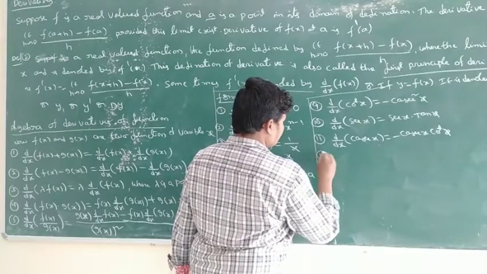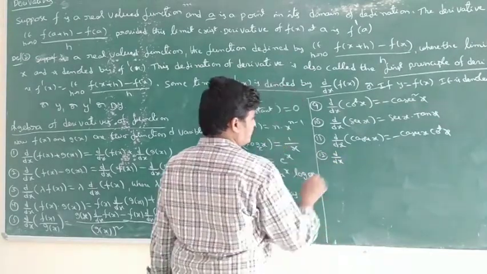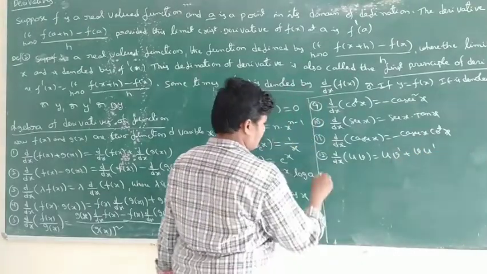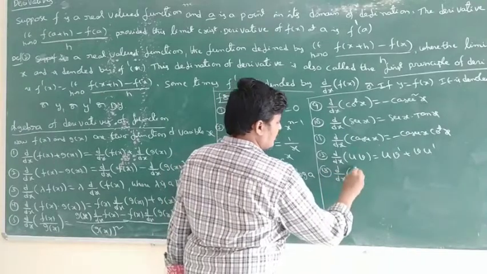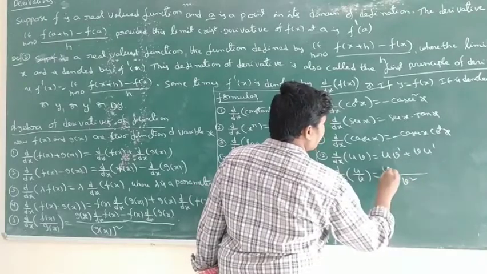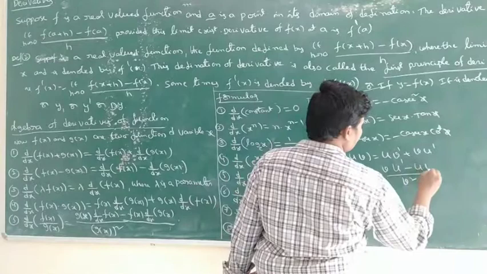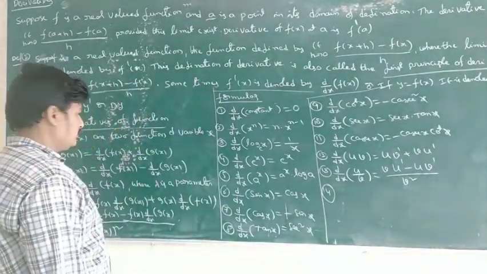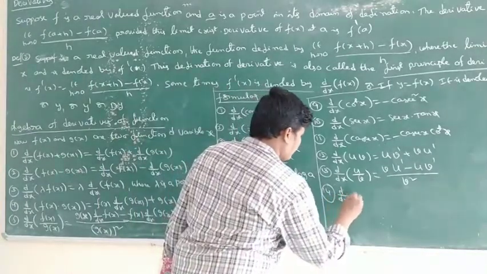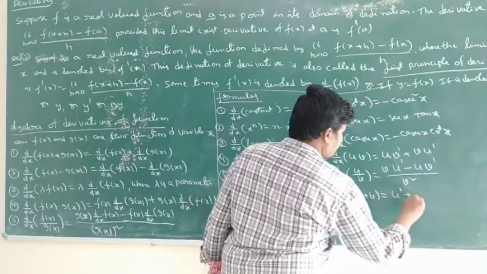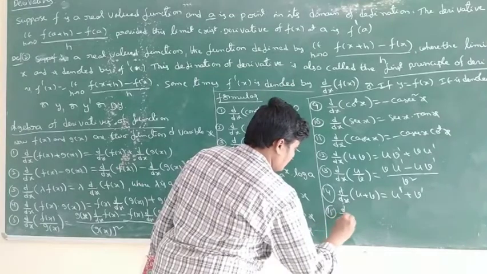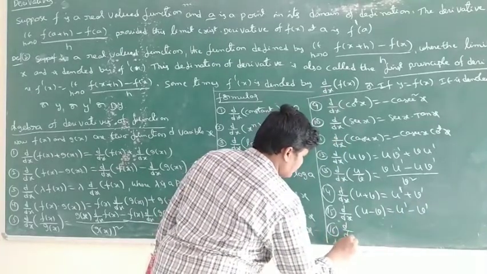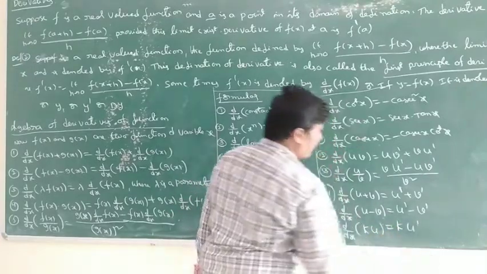Next, derivative of u into v is u into v dash plus v into u dash, derivative of u by v is equal to v into u dash minus u into v dash, by v square. d by dx of u plus v is equal to u dash plus v dash. d by dx of u minus v is equal to u dash minus v dash. d by dx of k into u is equal to k into u dash.